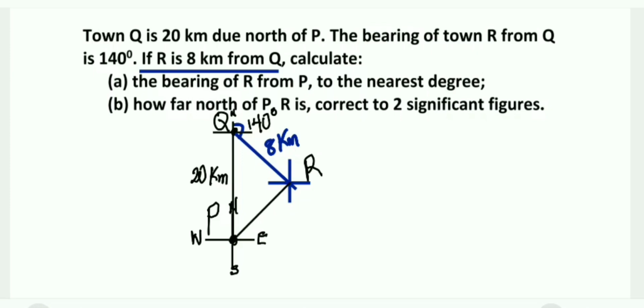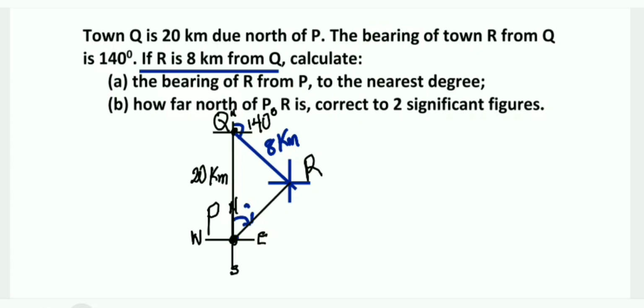Okay, so what's now the question? Calculate the bearing of R from P to the nearest degree. This is position P. So you need to go to P and start measuring, all of this, to the line that joins P and R together. That is the bearing of R from P. So what is this angle here? Whatever that angle is, it represents the bearing of R from P. I hope you get that.